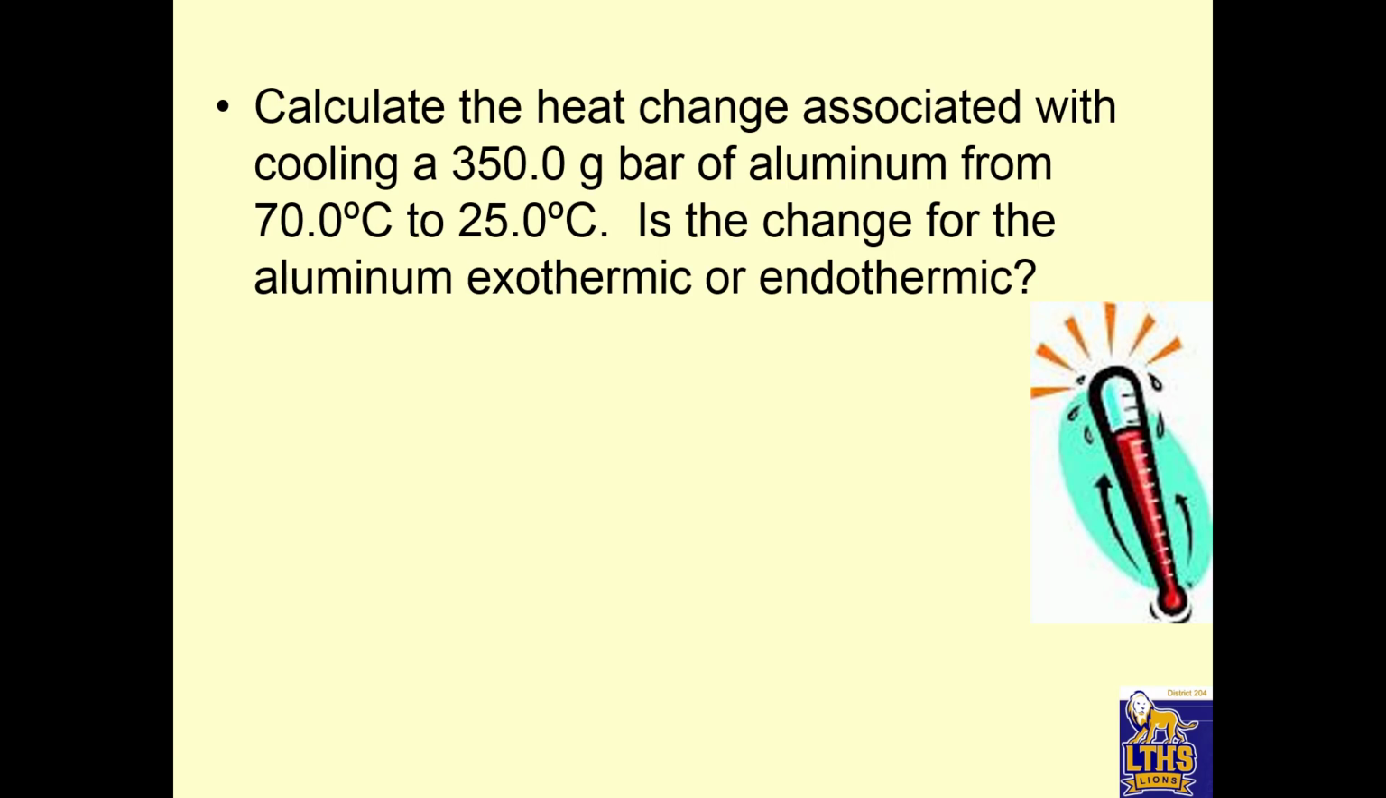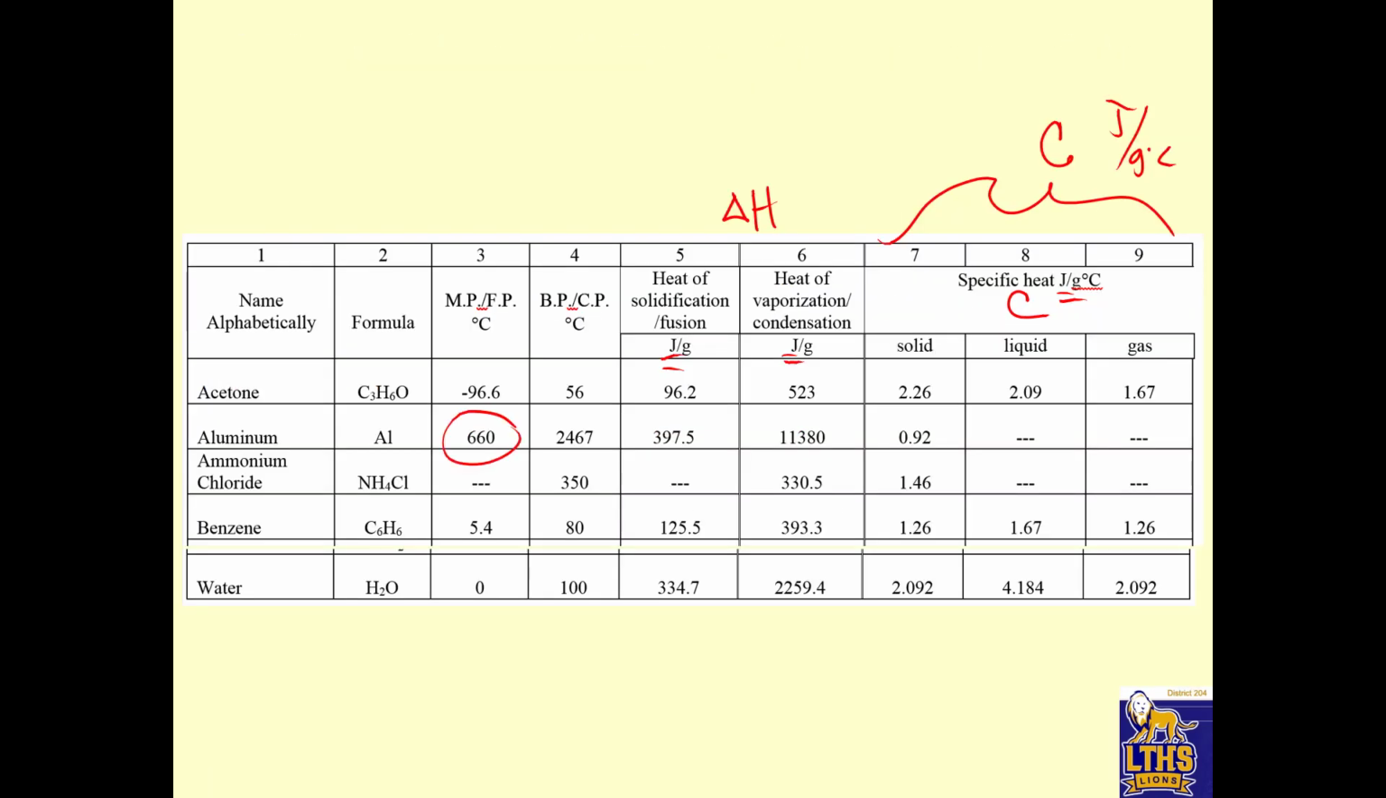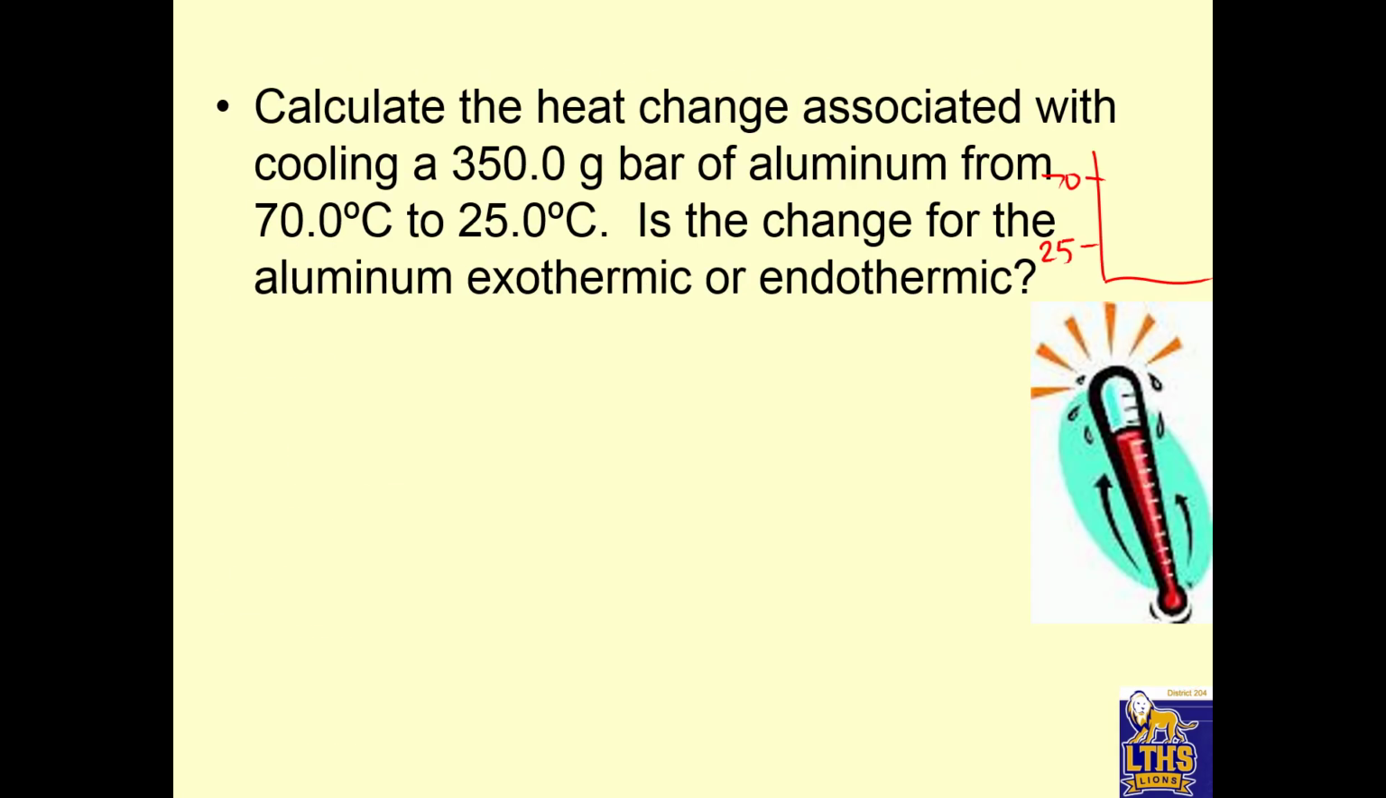Okay, calculate the heat change associated with cooling 350 grams of aluminum from 70 to 25. Is it exo or endothermic? So what does this mean? Well, we're going from 70 degrees to 25 degrees. And we don't know if it's going to change phase. So we go back to our data, and we look for aluminum, and we find out it doesn't melt till 660. So if we're at 70 and 25, it's going to be solid the whole time it's cooling off. Okay, so it's cooling off and it's solid. So now I know I can use the specific heat of solid aluminum.